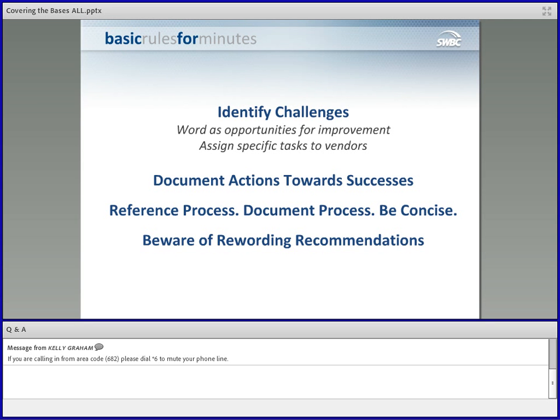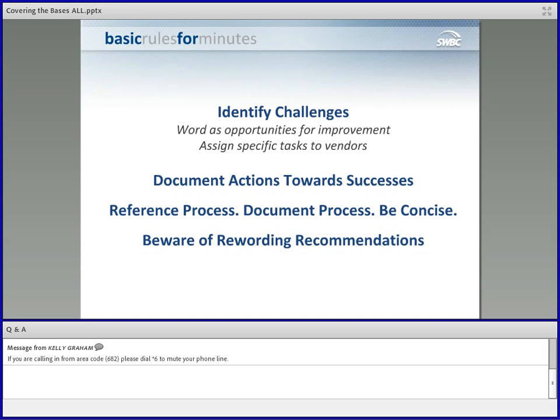Reference your process. Document it, reference it, and be concise. In many instances, less is more. You'll find that what is more important than anything is that you have a process, that you're following that process, and that you have it documented on an ongoing basis.